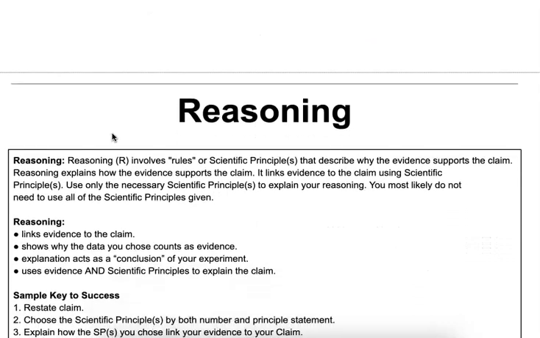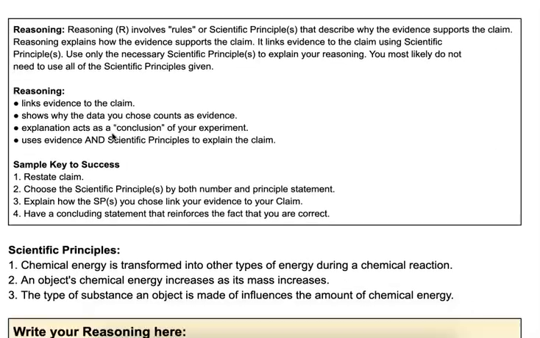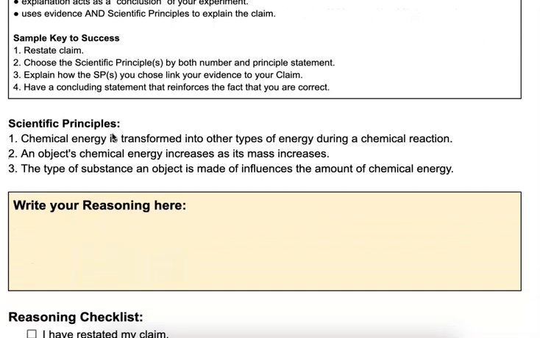The reasoning statement, this is where you tie it all together. So you want to start by restating your claim from above. You're going to look at your scientific principles that you need to use, or principle, and then you're going to tie your evidence to that scientific principle or those scientific principles. And you want to make sure if you have more than one scientific principle that you use, you want to make sure that you put the right piece of evidence with that particular scientific principle. Again, the scientific principles are stated down here for you, which makes this much easier to write.